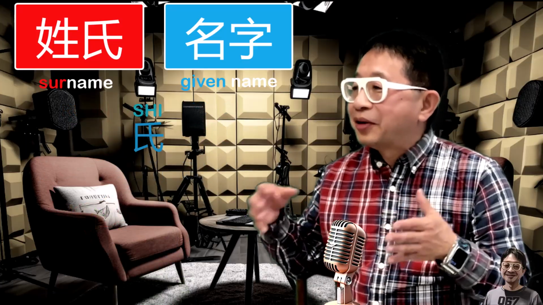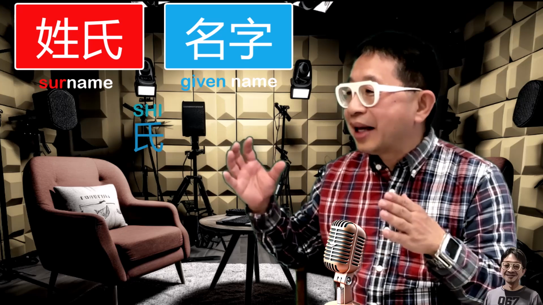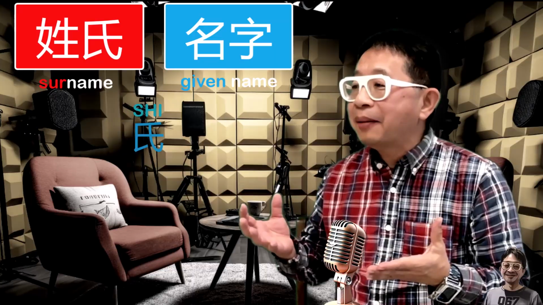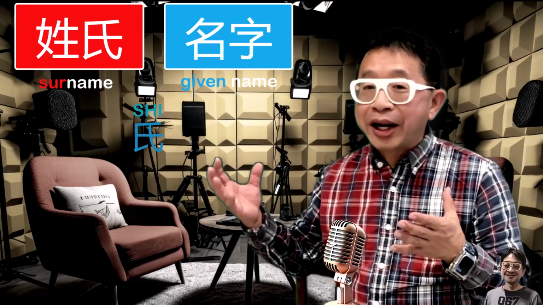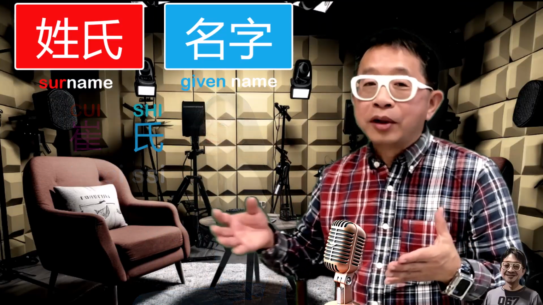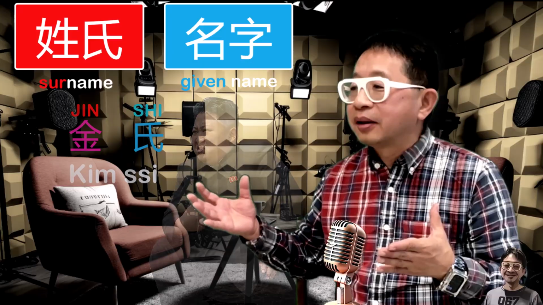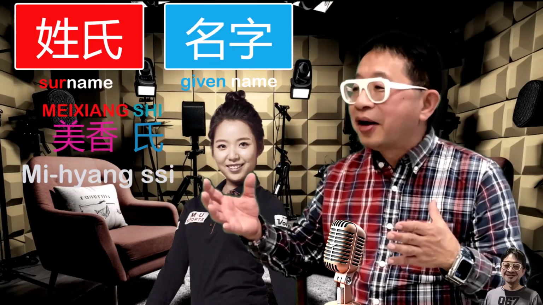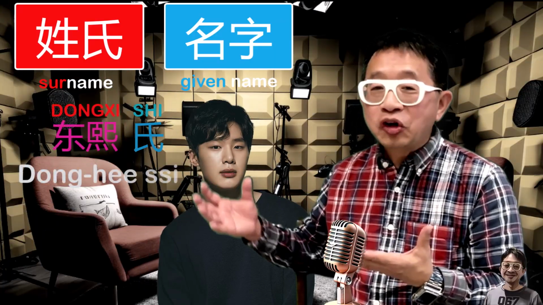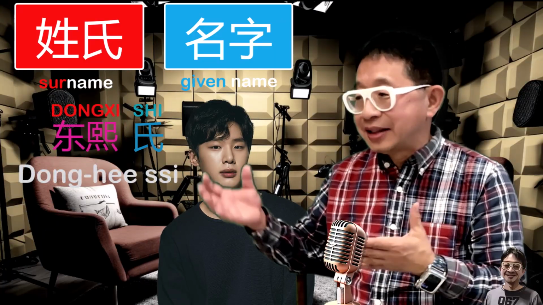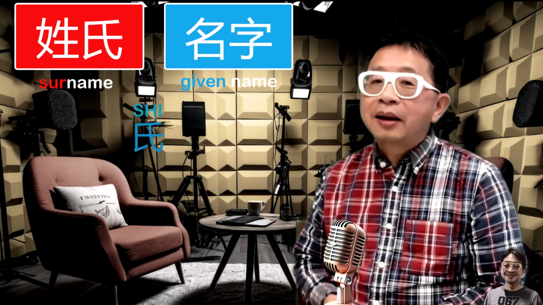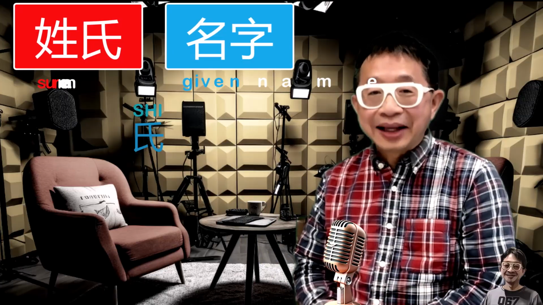In Korea, the title Shi is often used to indicate formality and can be used for both men and women and after either the surname or the given name. So for example, in very formal situations, you might refer to somebody with the surname Choi as Choi Shi, or somebody with the surname Kim as Kim Shi. Or if their given name is Mei Xiang, you might refer to them as Mi Hyang Shi. Or if his given name is Dong He, you might refer to them as Dong He Shi if you want to sound more formal. So that title Shi, coming from the pre-classical clan name, is still alive and well in a lot of languages in East Asia.